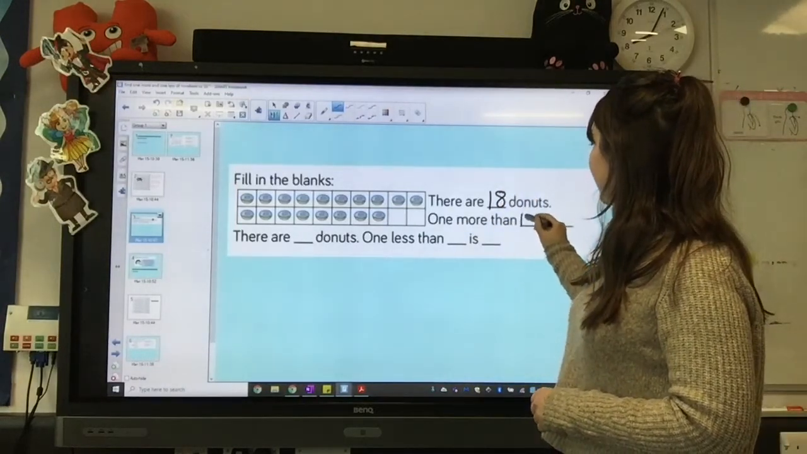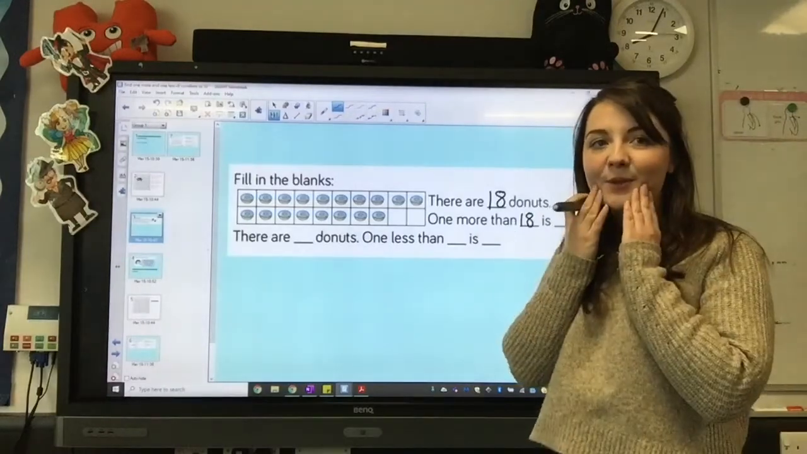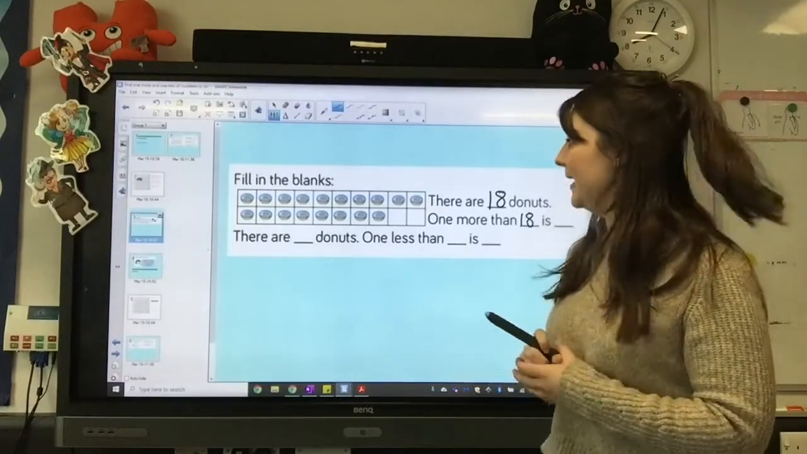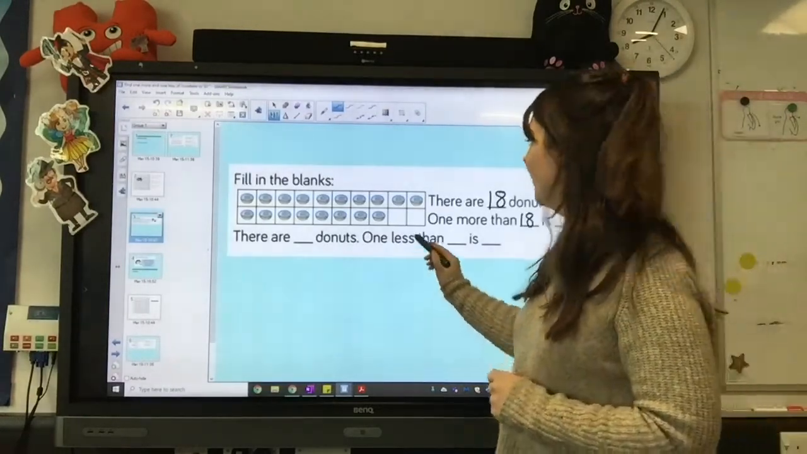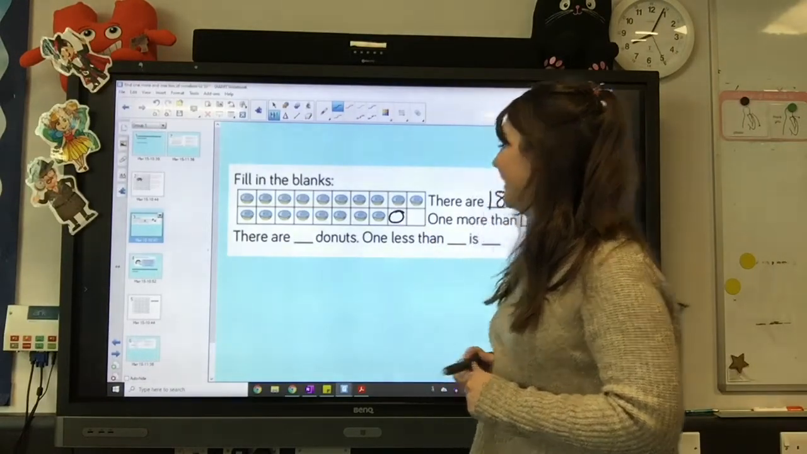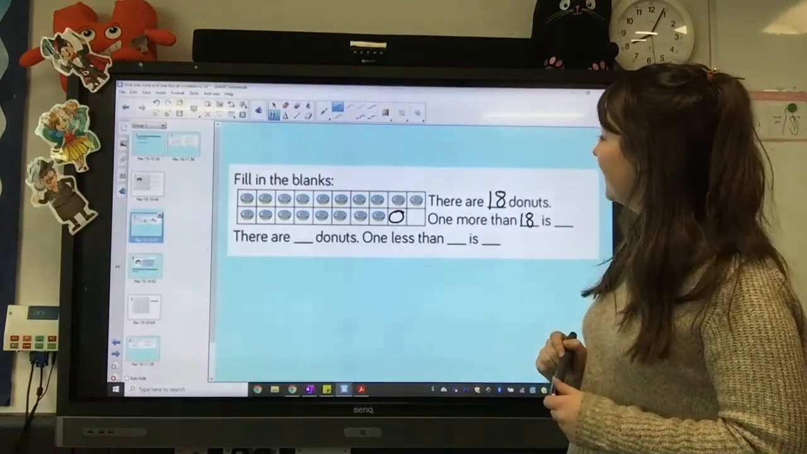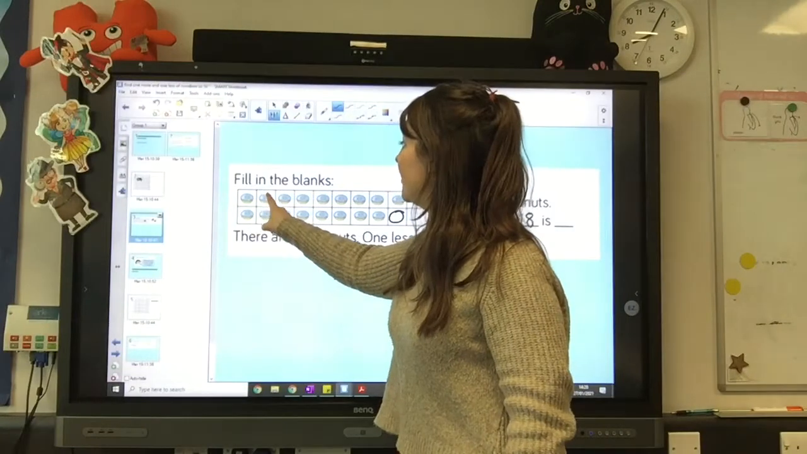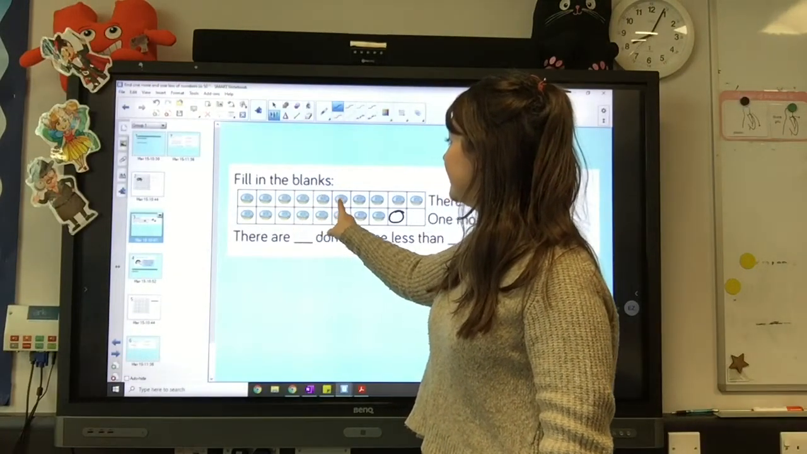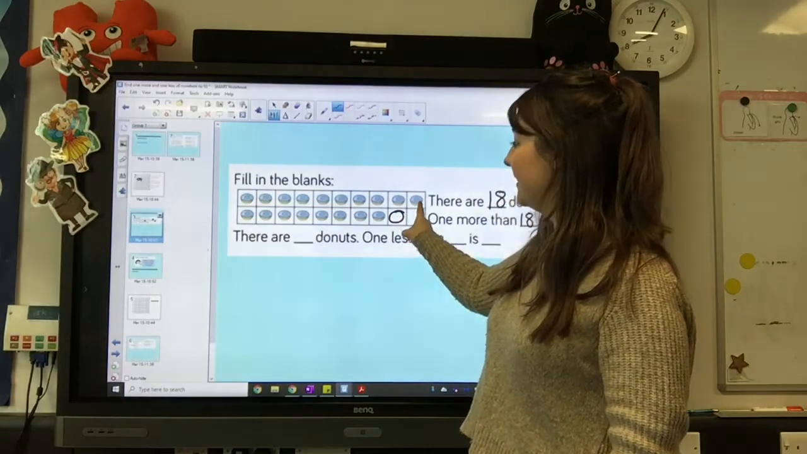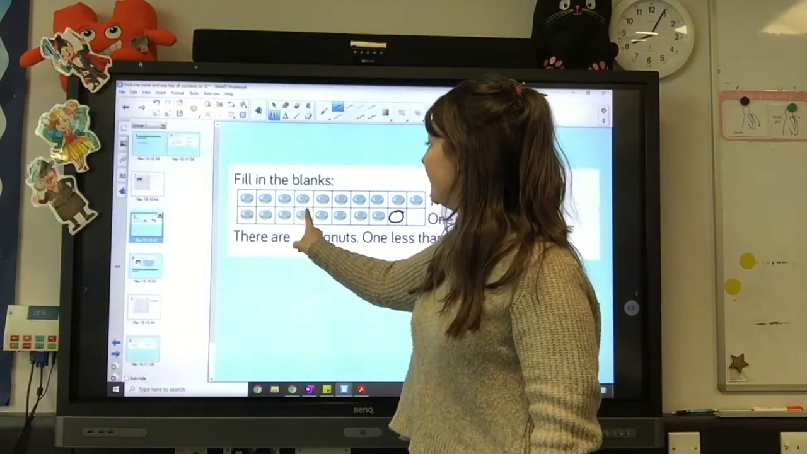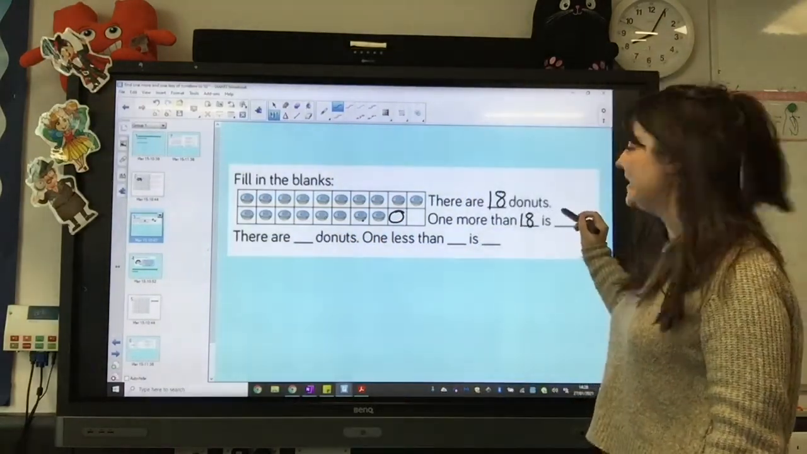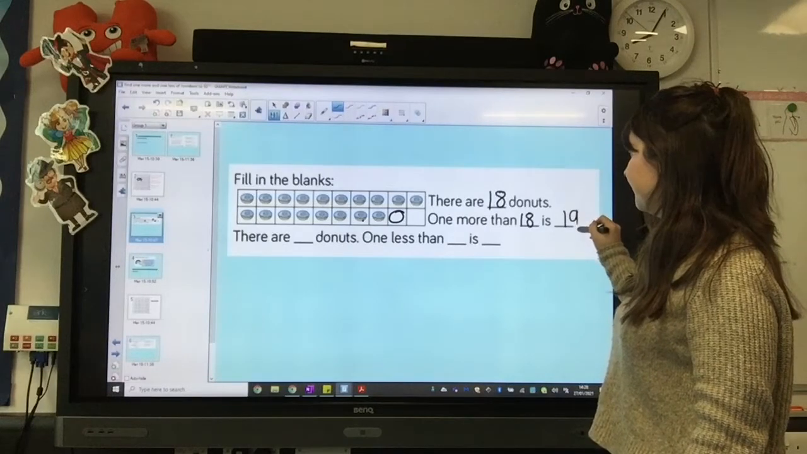One more than 18 is, how can I find out? Now this time I don't have my 50 square to help me. I could add one more here. Okay, now I've added one more, I can count again. 1, 2, 3, up to 18, 19. One more than 18 is 19.